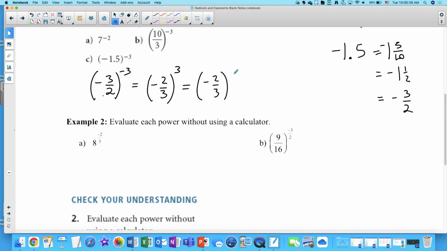right? So the final answer, is that going to be positive or negative? Negative, yeah, because there's 3 negatives multiplied together. So that's negative, and then 2 times 2 times 2 is 8. 3 times 3 times 3 is 27. Okay. Another thing that I just want to clarify about negative fractions is that you have to have one negative sign, but it can go anywhere.